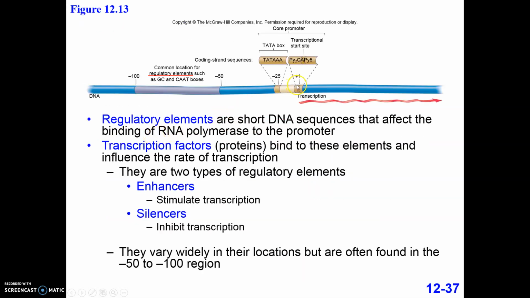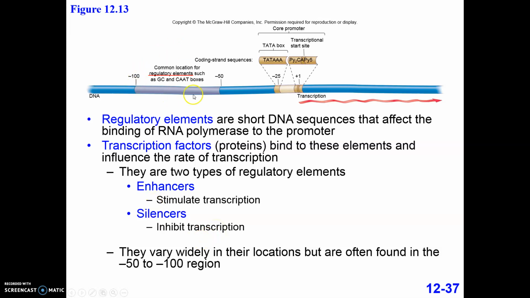So let's come back to this idea of regulatory transcription factors. Upstream of our core promoter, we have a region from about -100 to -50, which has DNA sequences that are called regulatory elements. To those regulatory elements bind proteins called regulatory transcription factors. They will come in and bind to those. And there are two general categories. There are enhancers, which stimulate transcription, and silencers, which inhibit transcription.